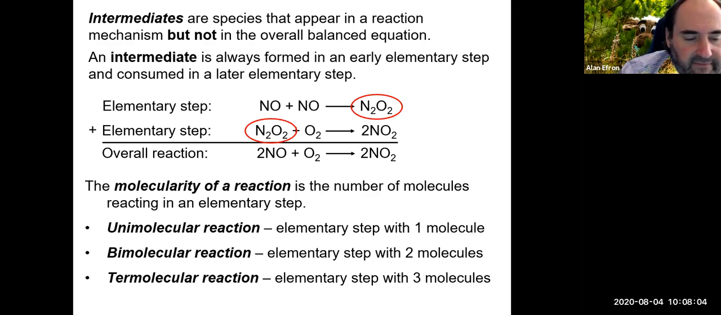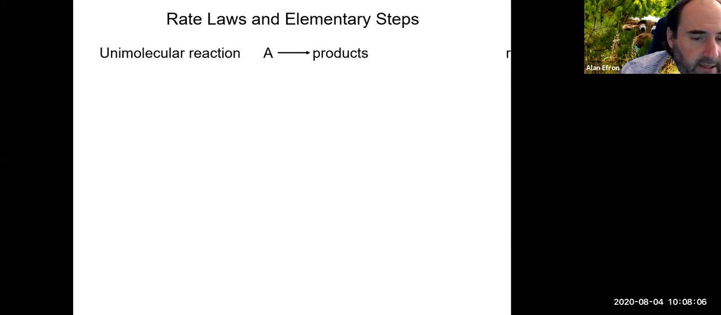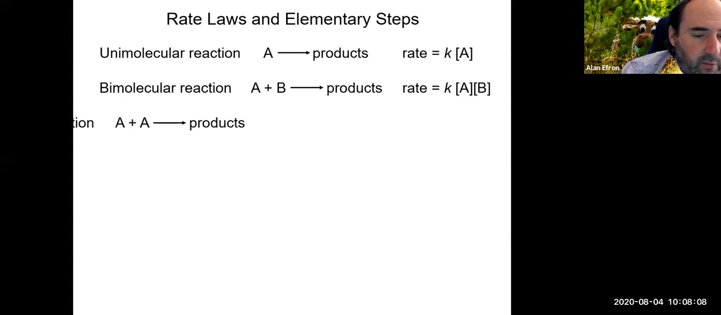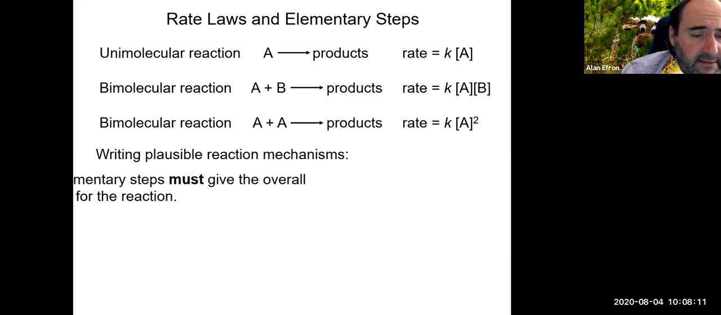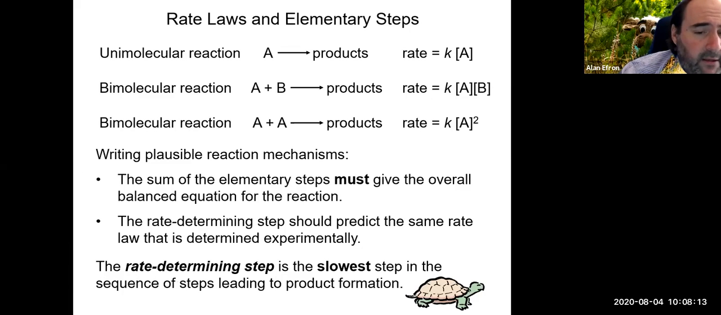Now, one thing that's very different when you're talking about mechanisms than when you're not, in terms of the rate law, is if you remember what we talked about at the beginning of this chapter, it is true that the rate law and the orders, for example, are found experimentally.